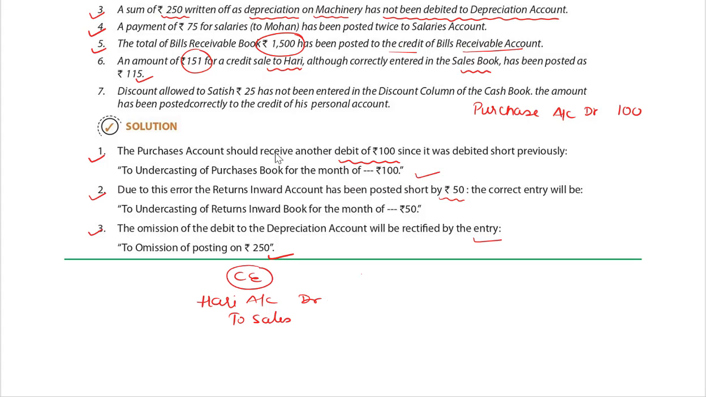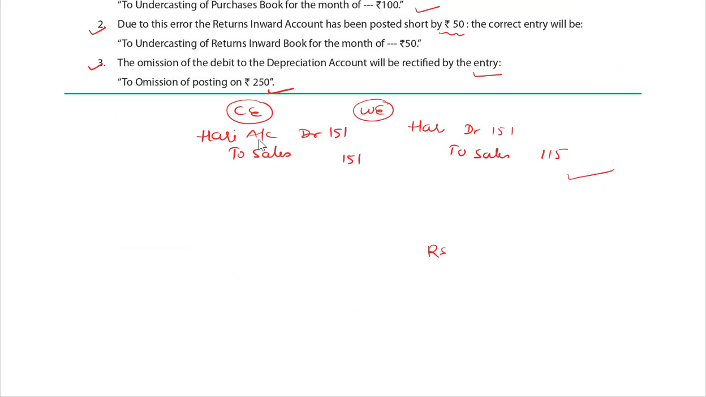This is the correct entry. What entry had you wrongly posted? Hari to sales, you had done. Although the correct entry of the sales book has been posted as 115, you posted 151 as 115. So you had written Hari debit 151 and you had written to sales 115. So we will credit sales again. How will we rectify? We'll credit it. The rectification entry would be, we'll write to sales 36 and it would be rectified.